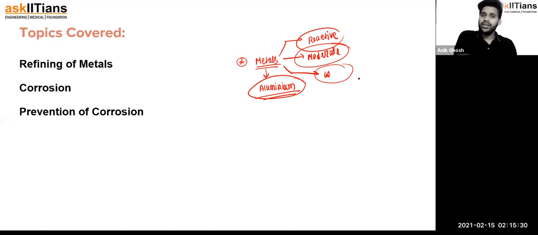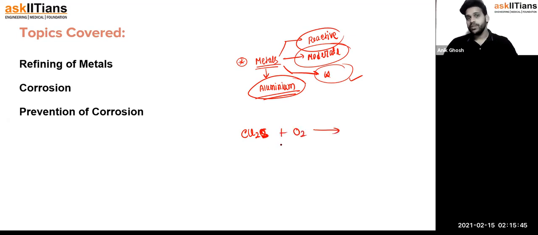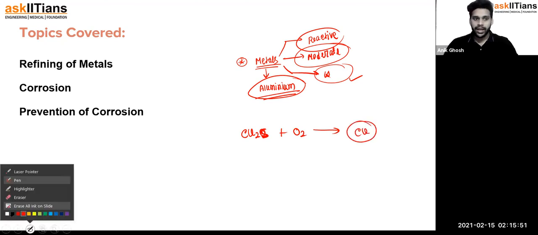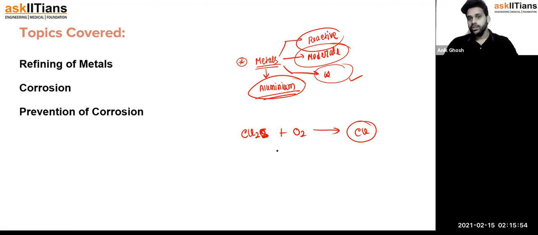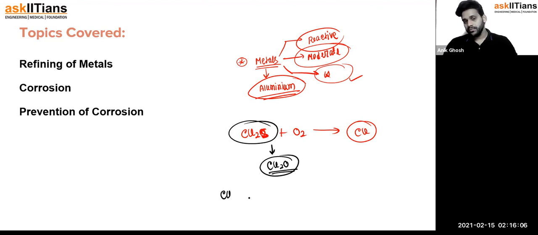For the less reactive metals, like copper, if I take copper sulfide and give it for roasting, you don't have to work a lot for that. You just roast it and you get some copper oxide. The speciality is that this copper oxide reacts with the copper sulfide, and they react together with each other to give you copper and sulfur dioxide.